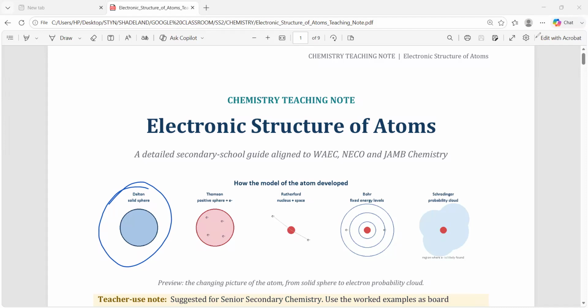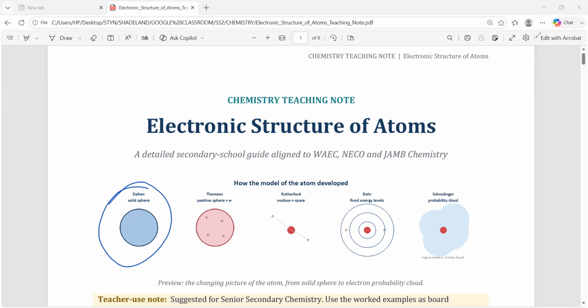Okay, and J.J. Thomson now proposed that the atom is neutral, just like Dalton proposed, except that in the atom, there are negatively charged electrons hovering around a positively charged system. Okay? And he came up with what we call the pudding model.